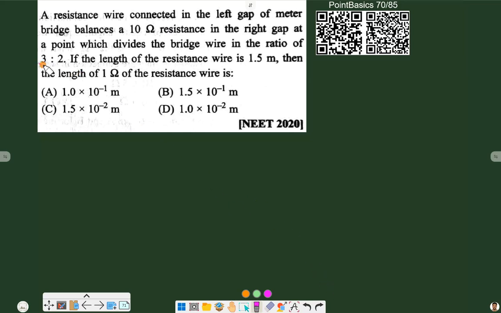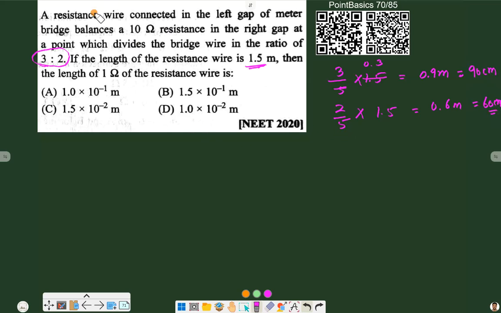So here the bridge wire is divided in ratio 3:2 at the balance point, and the length of the bridge wire is 1.5. So the length of one side will be 3 by (3 plus 2), that is 3 by 5, multiplied by 1.5. So it will be 0.9 meter, and the length of the second part will be 2 by 5 into 1.5, so it will be 0.6 meter, or we can say it is 90 centimeter and it is 60 centimeter.